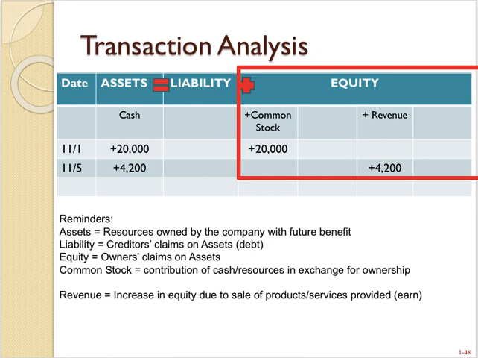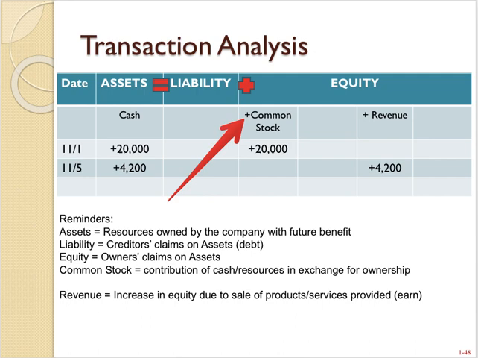And what you'll notice about these accounts is that they both have a plus sign in front of them. And the reason why is because they both increase equity. And that's by definition. Common stock will always increase equity, and revenue will always increase equity. So again, make sure that you pay close attention to the definitions that I have summarized here, because that will really help you in your transaction analysis to identify where the transactions belong.